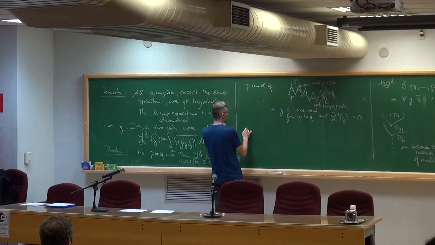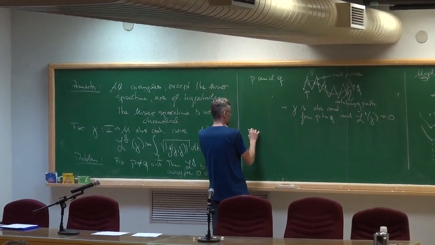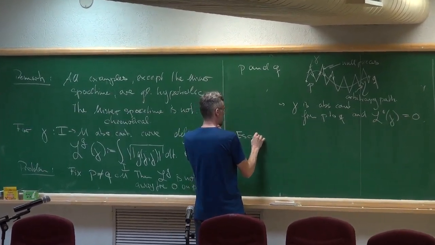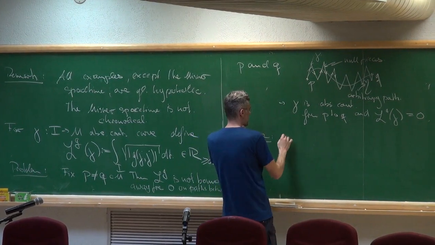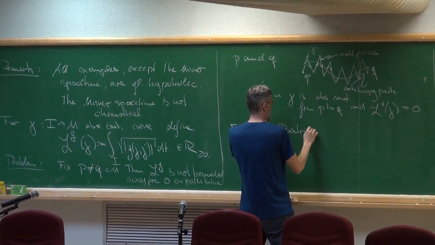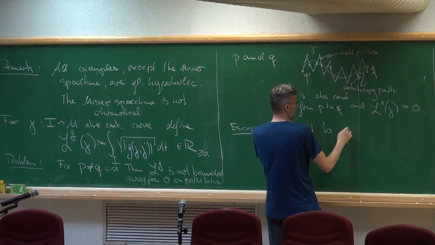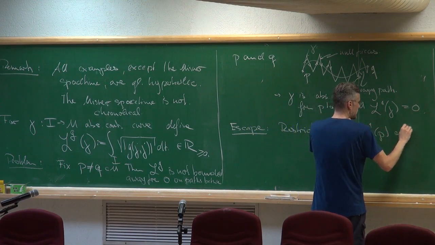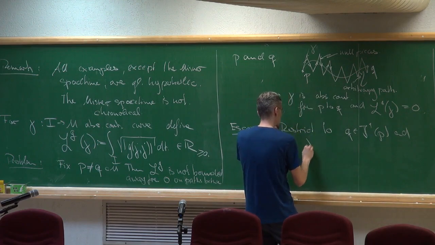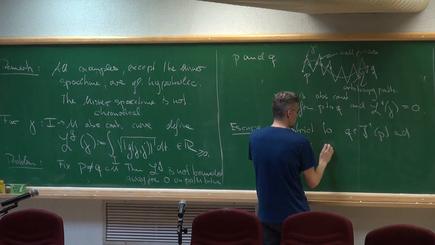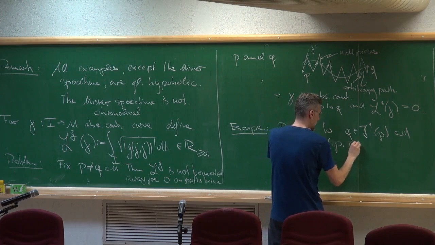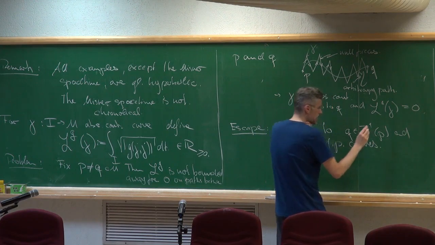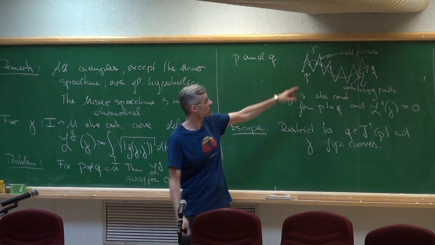But that in essence tells you the way out, the escape from this problem, is to restrict to Q in J plus of P and gamma future pointing curves. Then this starts making sense. Then you cannot do this anymore.